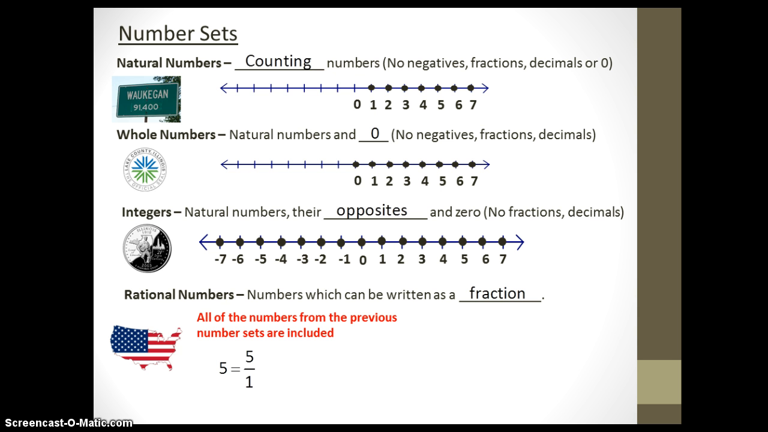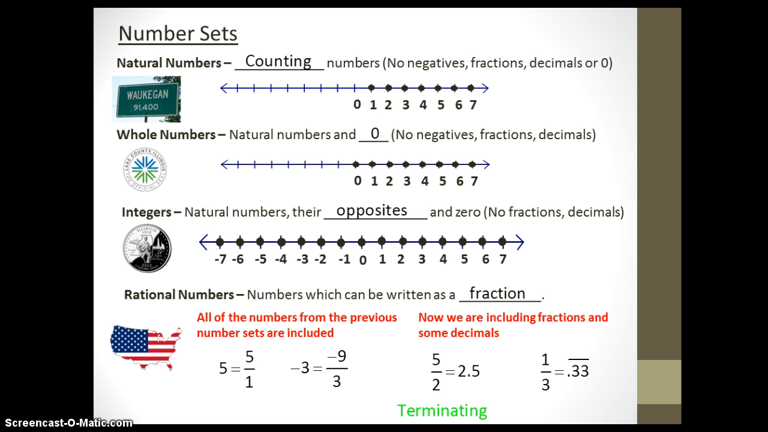Here's some examples. 5, because 5 can be written as 5 over 1. -3, because it can be written as -9 over 3. We are also including decimals, because decimals can also be written as fractions. Not all decimals, but most decimals: ones that terminate and ones that repeat. So our rational numbers are numbers that can be written as fractions, or they're decimals which are terminating or repeating.